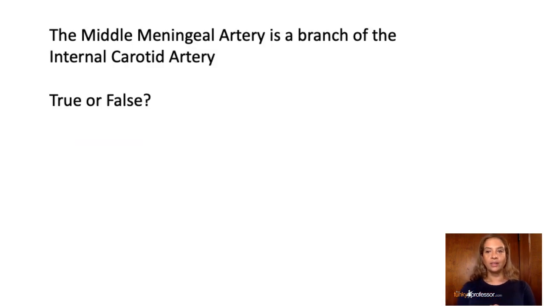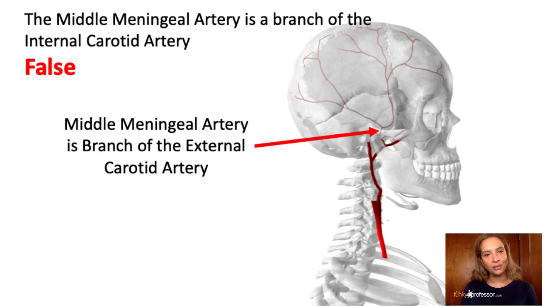Now, the head and neck question we kick off with: the middle meningeal artery, is it a branch of the internal carotid artery? Is that true or false? The middle meningeal artery, is it a branch of the internal carotid artery? The answer is false, because it's actually a branch of the external carotid artery. And I thought I'd show you how we get to that stage.